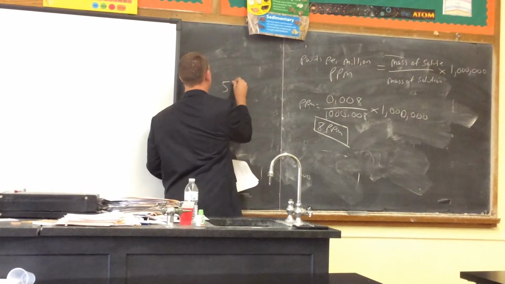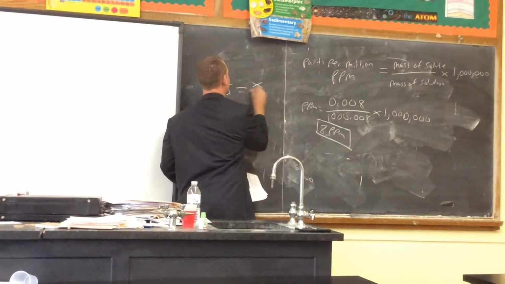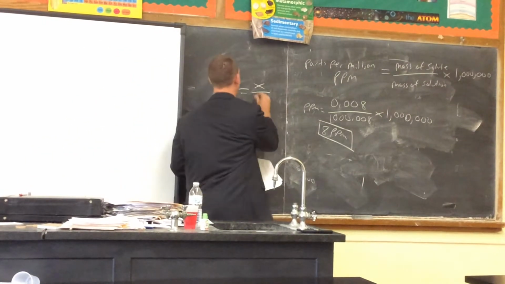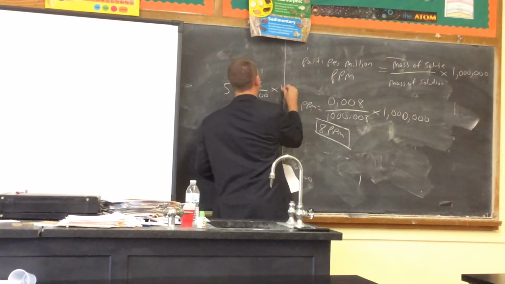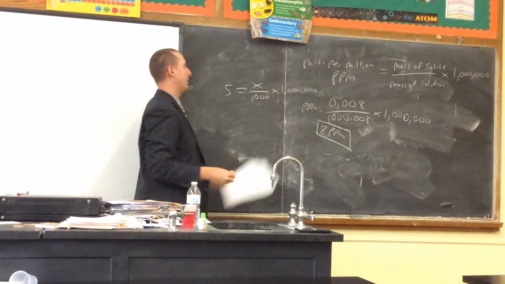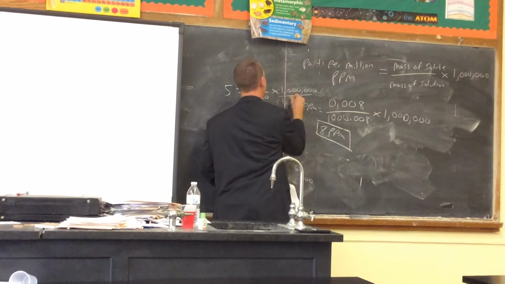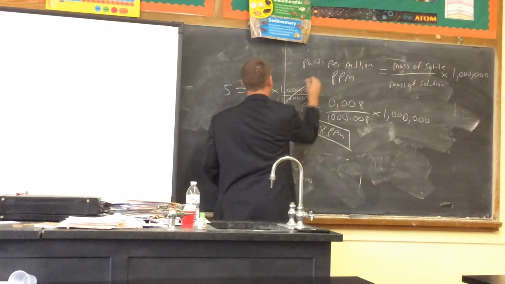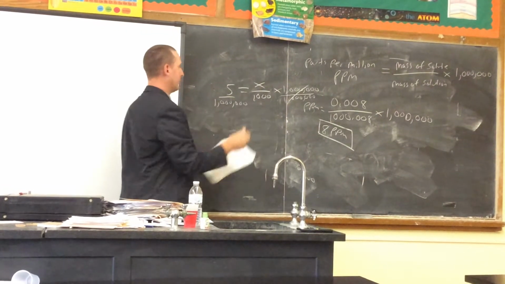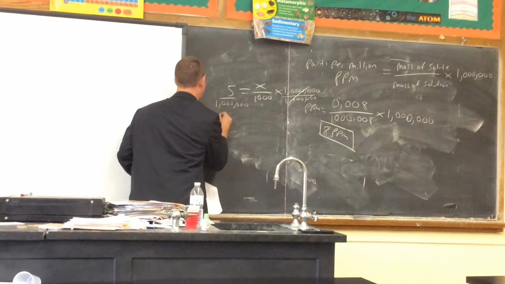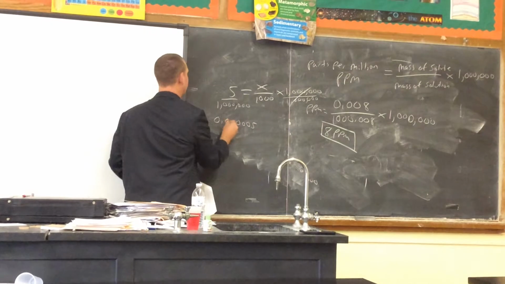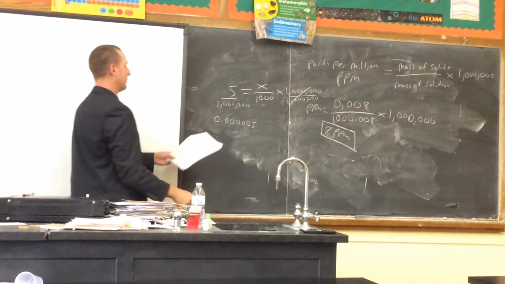So you've got 5 parts per million equals X over 1,000 grams of solution, times a million. So this is just like the one I just did. You divide by a million on both sides first. That cancels out. Divide by a million here, which means move that decimal over 6 places to the left. Is that right? 1, 2, 3, 4, 5, 6. Yes, so you get this number, 0.00005.